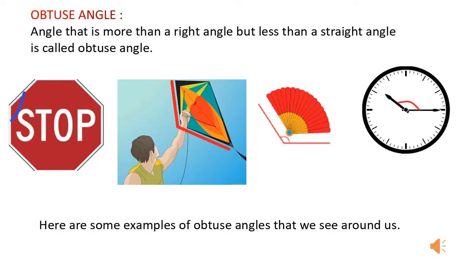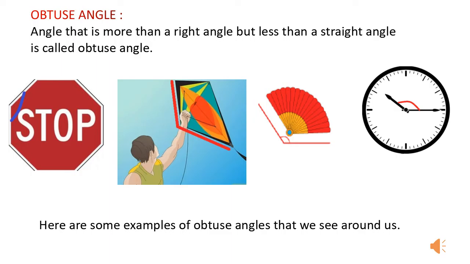Now let us see about obtuse angle. An angle which is greater than a right angle but less than a straight angle is called an obtuse angle. See the pictures shown here. They all depict obtuse angles. Observe the marking in the pictures.